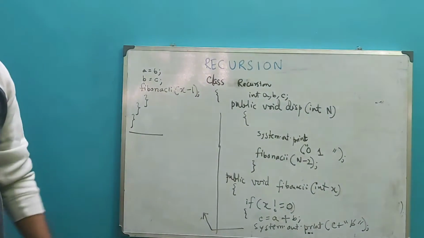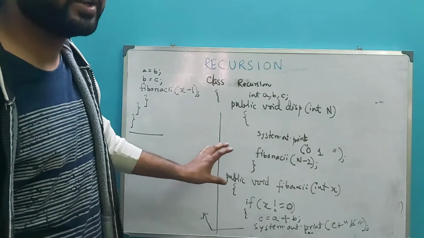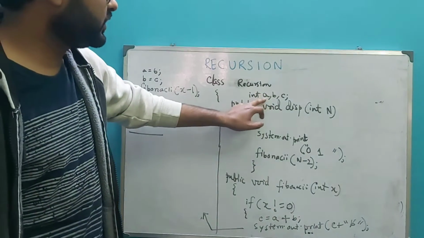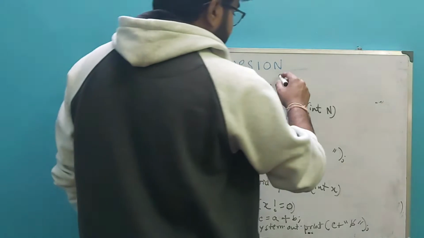Just concentrate over here. This is the first method, the first bullet point that I referred to, and I have considered three global variables A, B, and C. First, let me tell you what a Fibonacci series is.